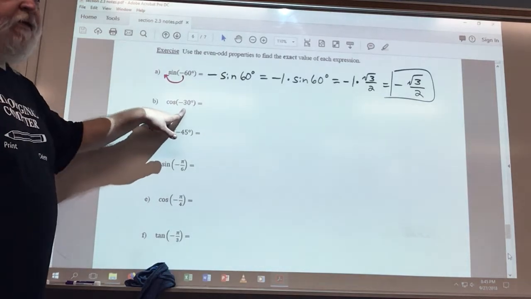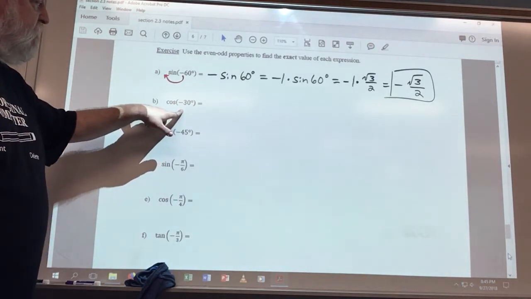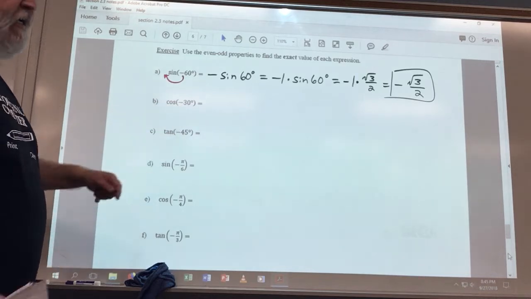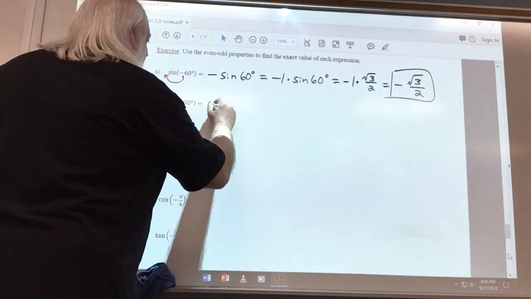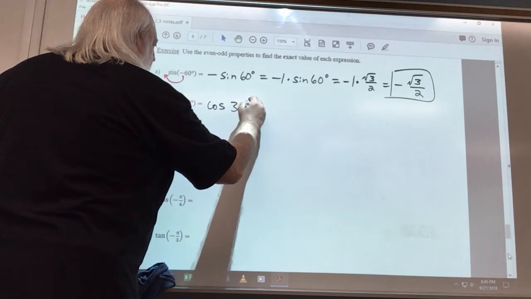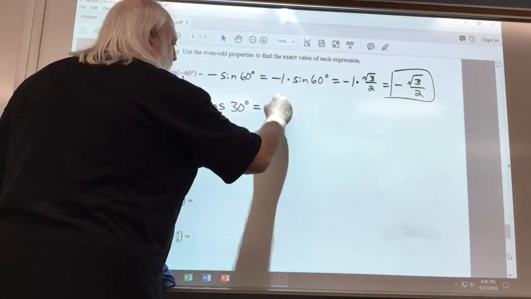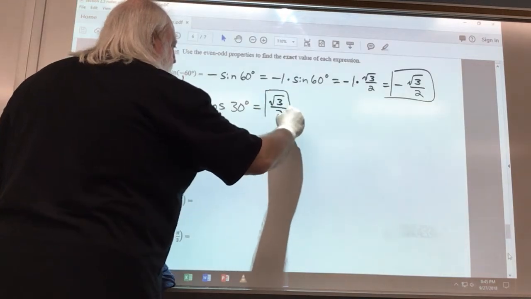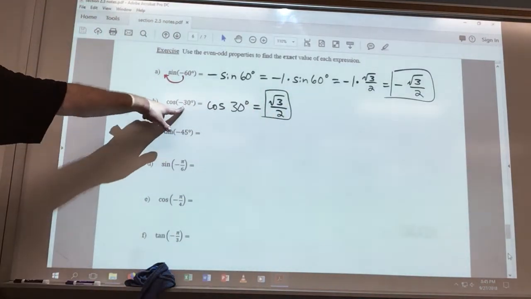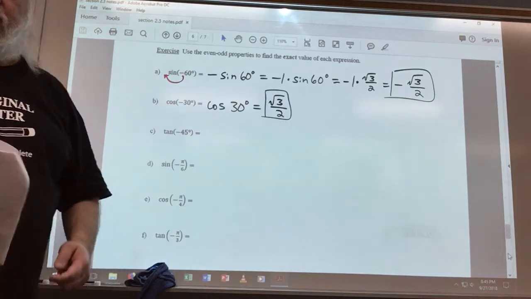Cosine minus 30 degrees. Cosine's an even function, so we just drop the minus sign in front of the angle, and we have the cosine of 30 degrees. And from the unit circle, we know that's equal to root 3 over 2. So the cosine of minus 30 degrees is equal to root 3 over 2.